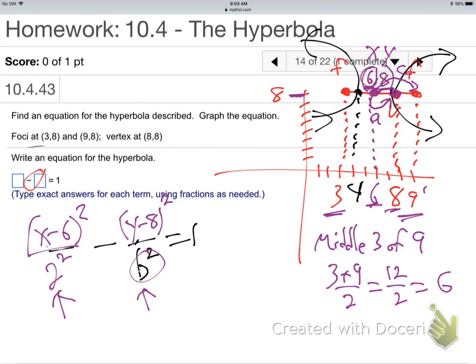B's underneath Y. It's supposed to be up, down, but I got nothing up and down. How am I going to get B? The focus equation, because I do have C. C is how far to the focus. Right? So it's the focus equation.